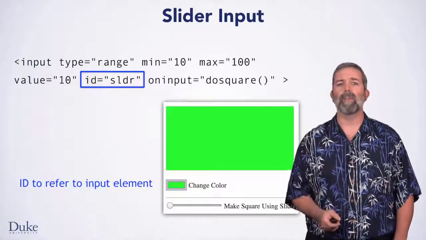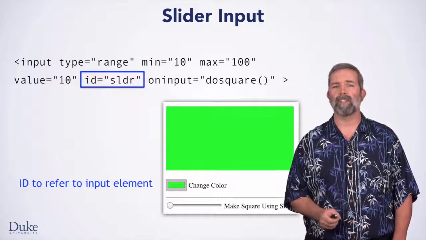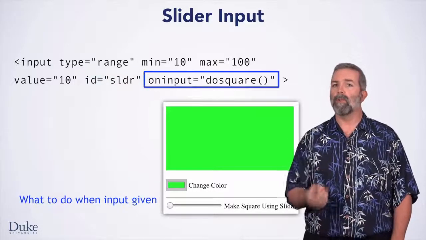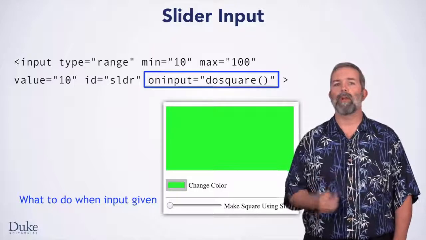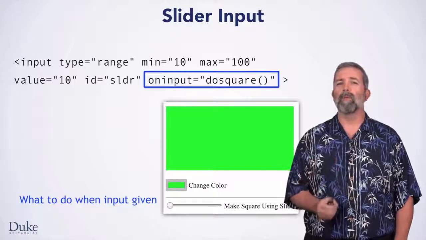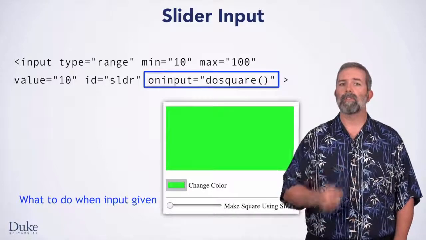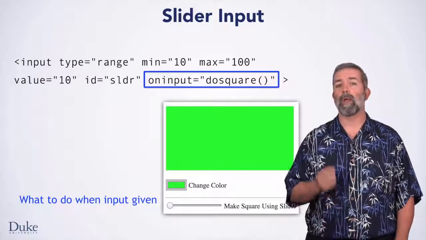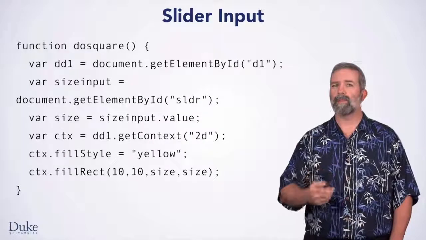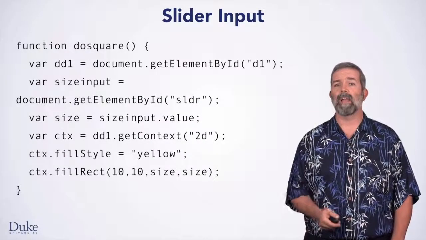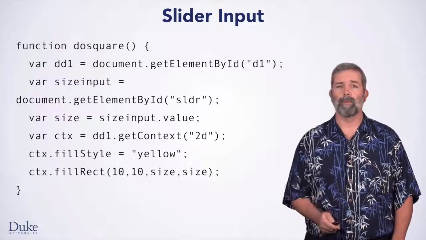The ID of the input element is important for accessing its value to use in the function doSquare. When you click and drag the slider, you generate an onInput event that you can use to connect the web page with your JavaScript. Let's look more closely at the function doSquare now. This is the function doSquare, which draws a square with side length given by the range input.